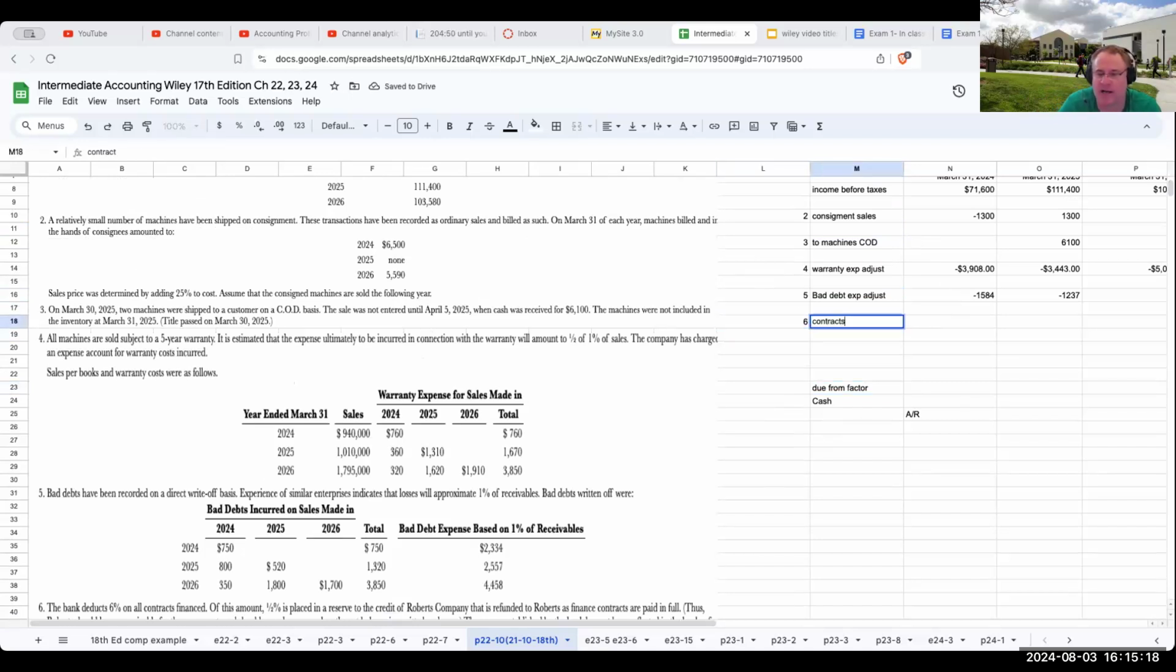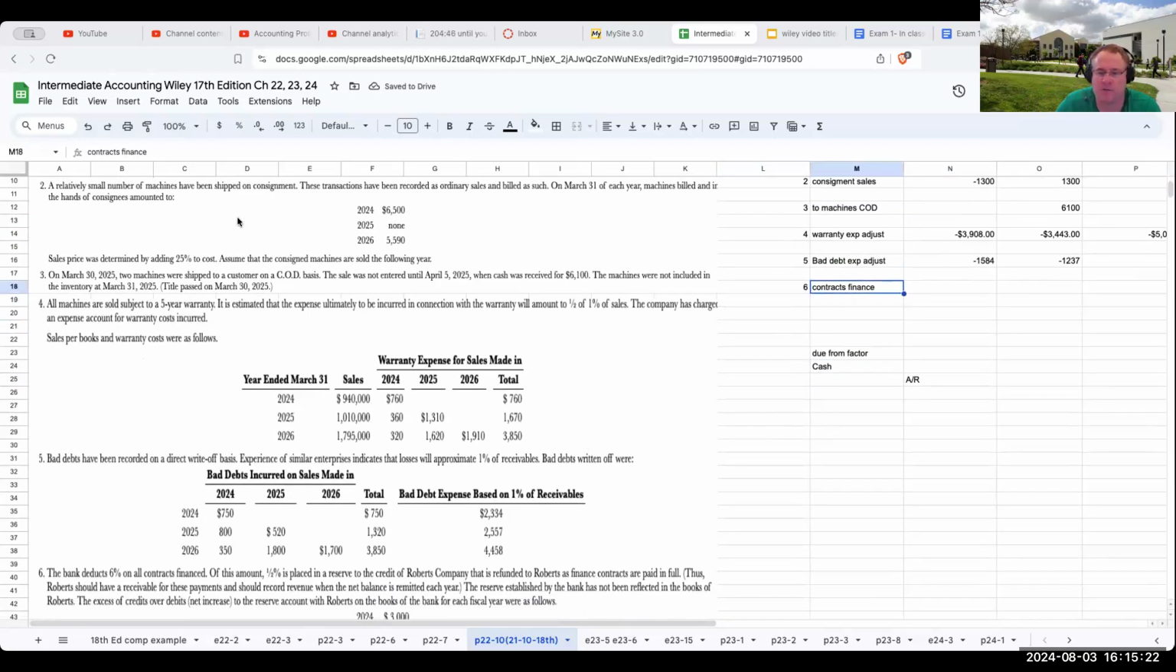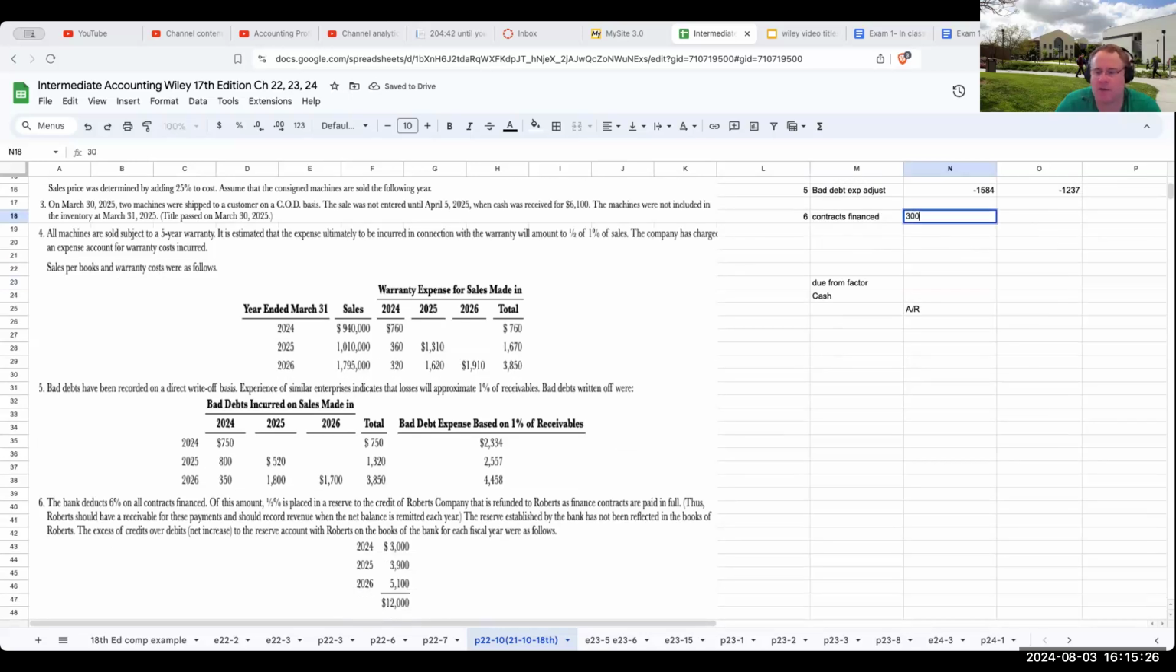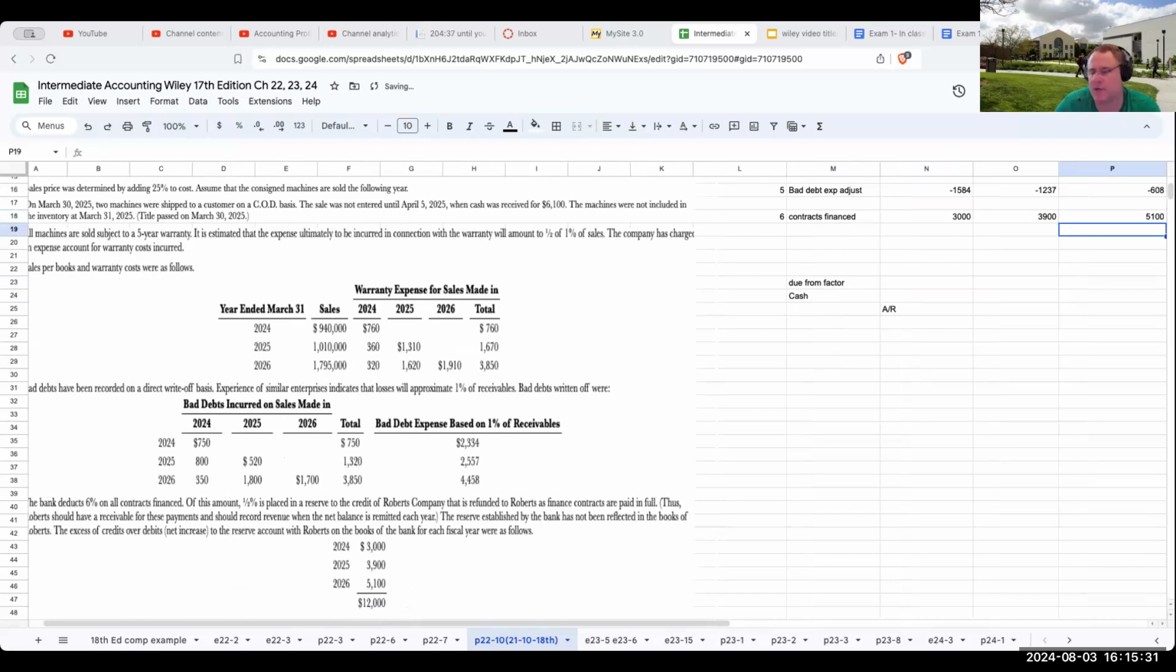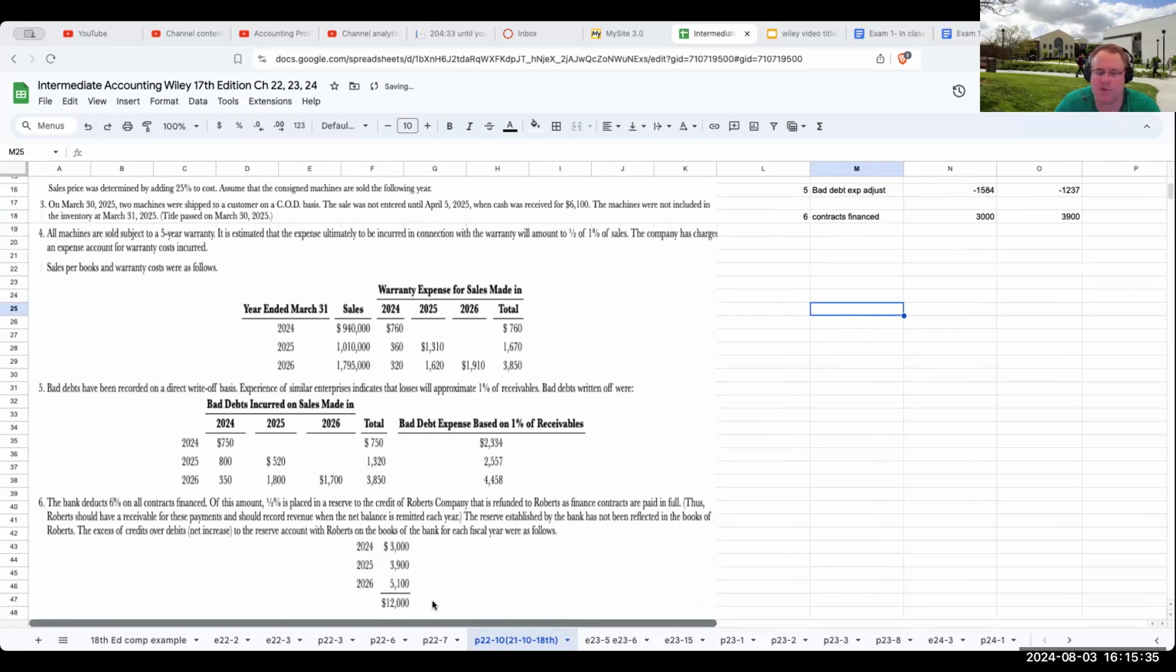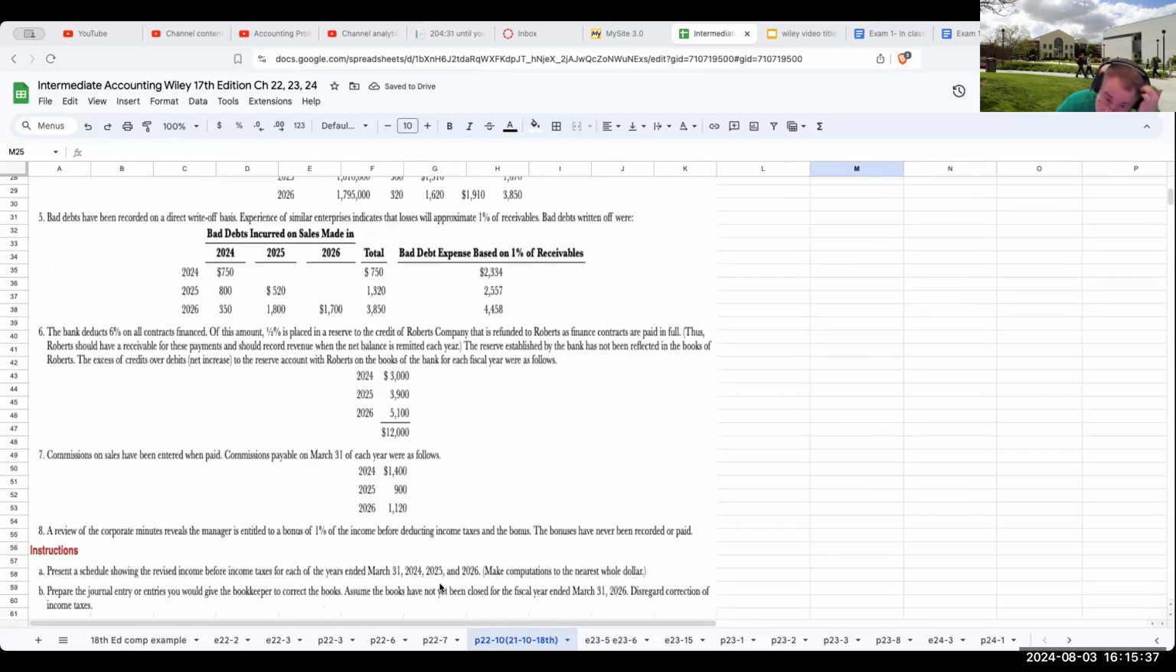Okay, so over here we have contracts financed. This is going to be 3,000. This is going to be 3,900, and this is going to be 5,100. So that's what's going on with number 6. Let's take a look at number 7.